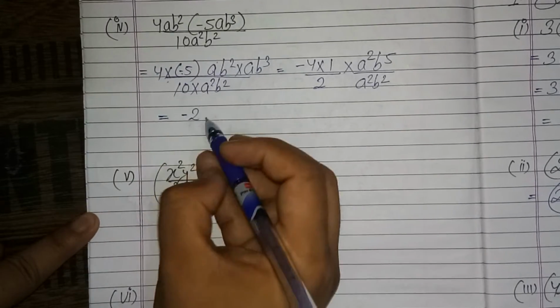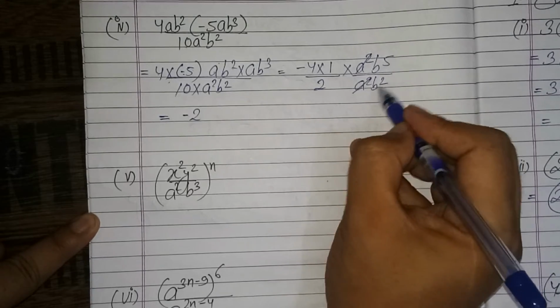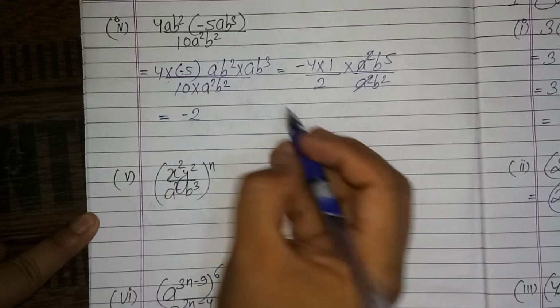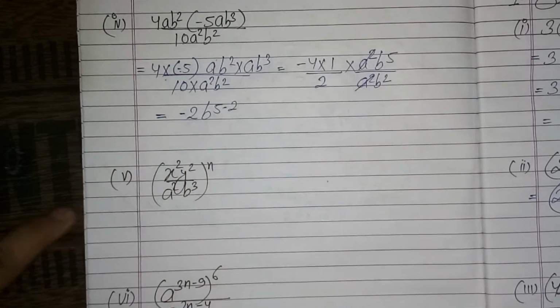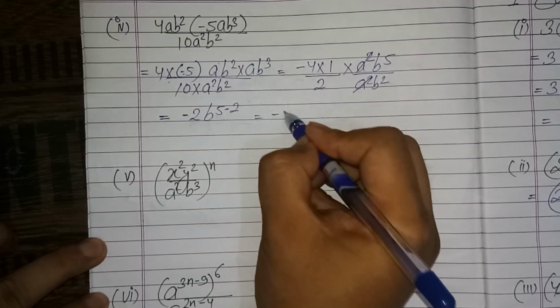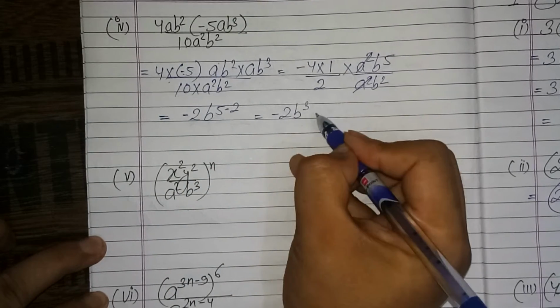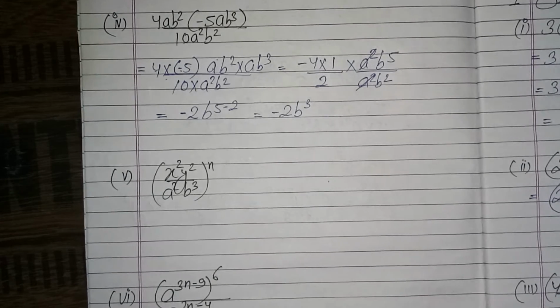equal to minus 2, and here this a square will cancel out this a square. Now when this b square is sent to the upper part, its power gets subtracted from the power of the numerator. So this is minus 2, and b power 5 minus 2, which is equal to 3. So the answer of this part is minus 2 multiplied by b cube. I hope this is also clear.